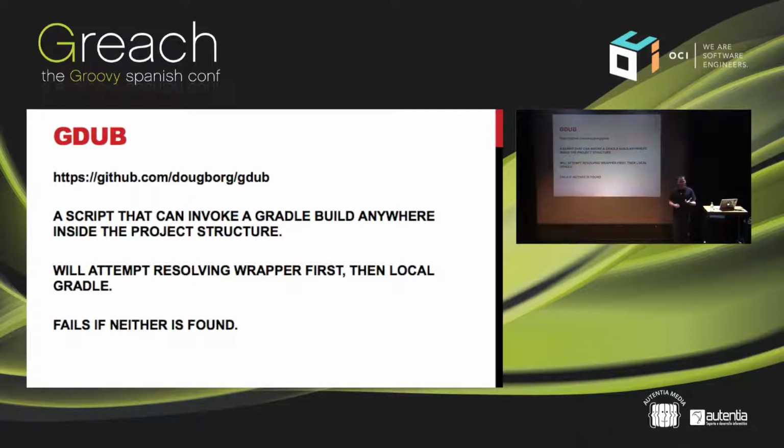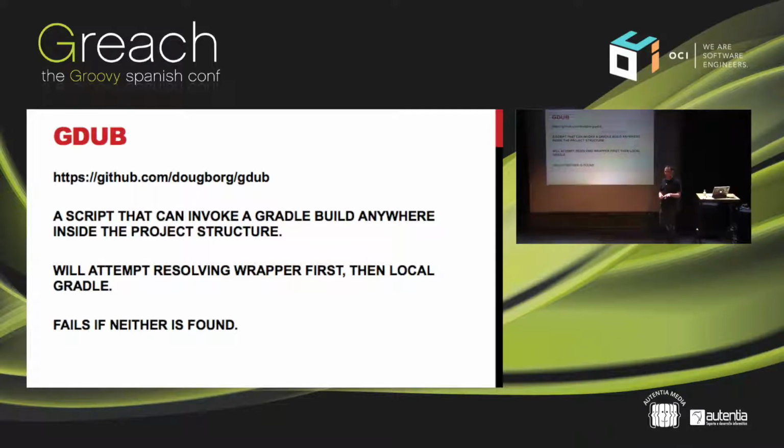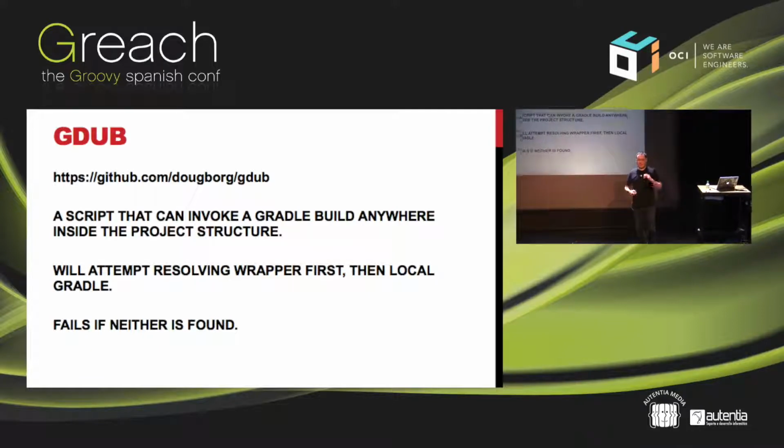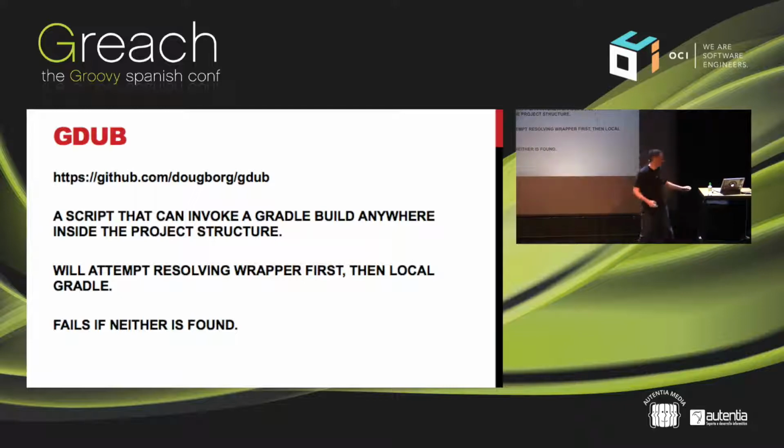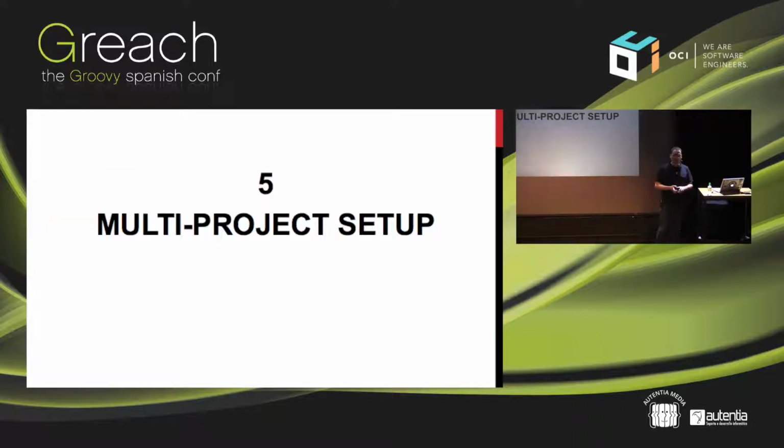If the wrapper is not found, it will try to use whatever Gradle version you have in your system. And if there is no such thing as Gradle, then of course the build is going to fail because there's no possibility to build Gradle out of thin air. How are we doing so far? So good? Okay.